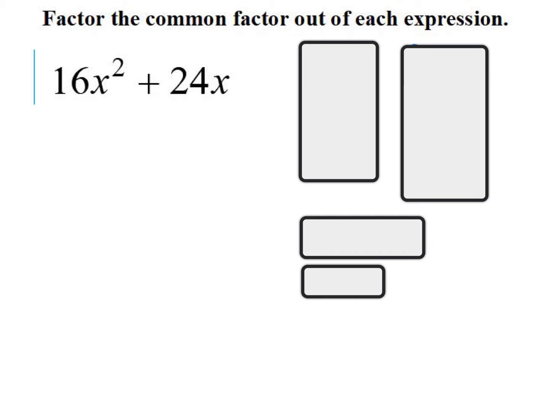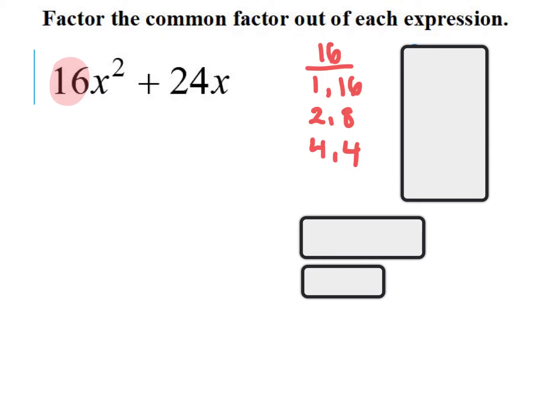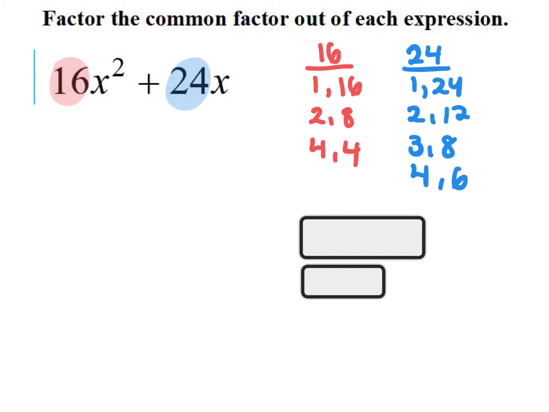In the next example, I again start by listing my factors to determine the greatest common factor. So if I list my factors of 16, I have 1 and 16, 2 and 8, and 4 and 4. Then if I list my factors of 24, I have 1 and 24, 2 and 12, 3 and 8, and 4 and 6. Now the common factors are that they both have a 1, a 2, a 4, and an 8. The greatest of these common factors is 8. So the GCF of the numbers is 8.